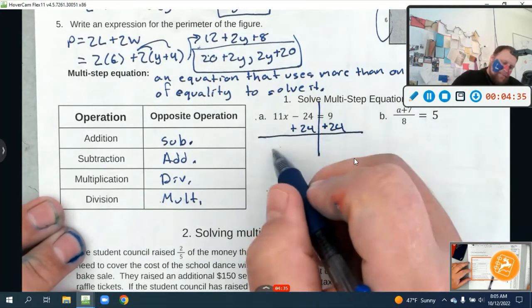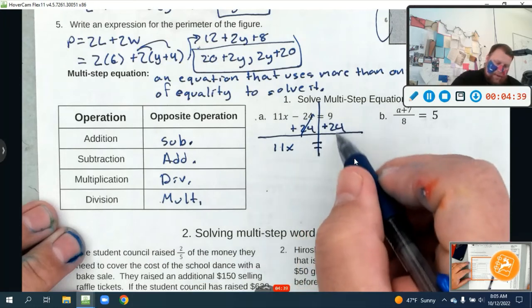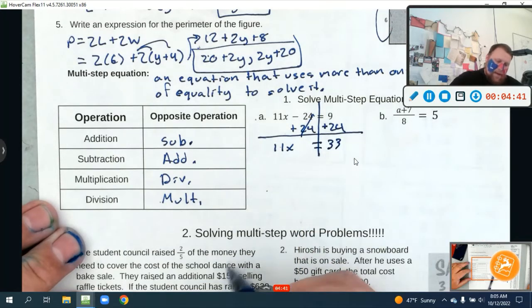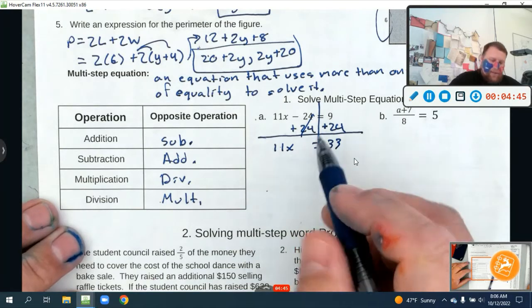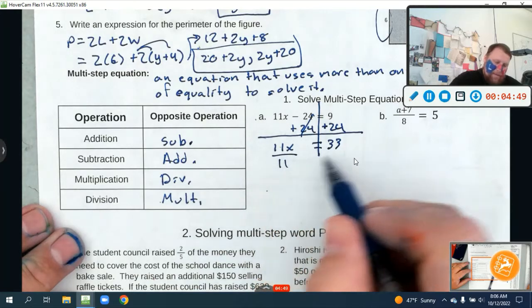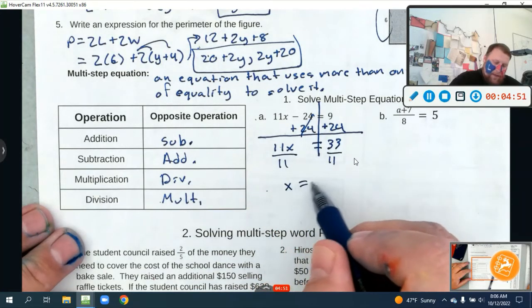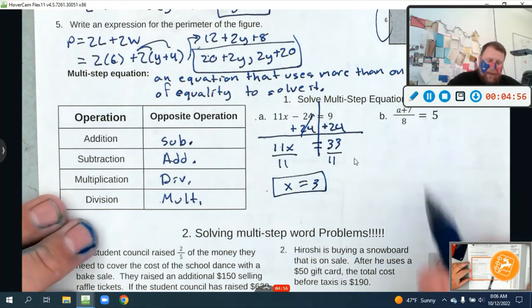So we get 11x, boom, equals 9 plus 24 is 33. And then I have 11 times x, a number next to a variable, right? That's multiplication. So we undo multiplication with division. Divide by 11, and x equals 3. Boom, right there.